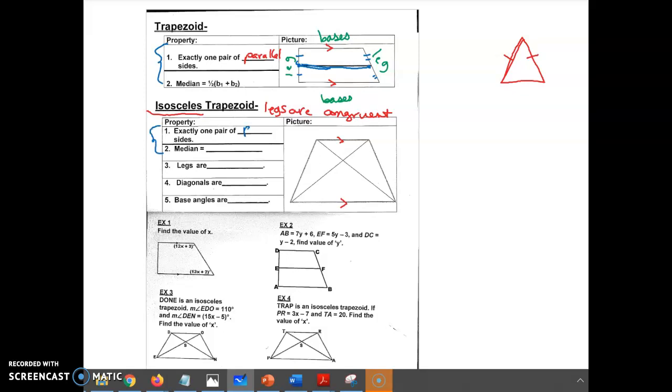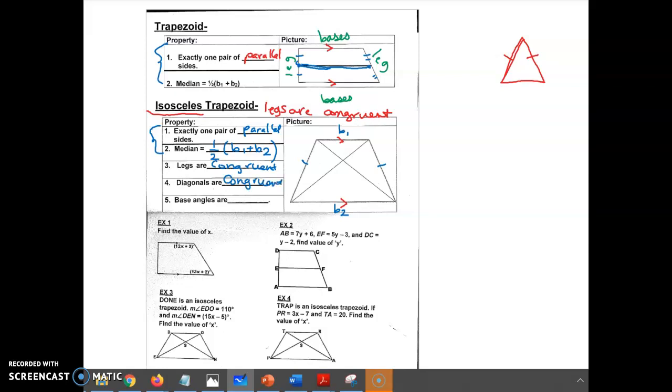So exactly one pair of parallel sides, and the median is 1/2 base 1 plus base 2. This would be my base 1, that would be my base 2. Now, the trick to isosceles is the legs are congruent. And just by looking at this picture, we can see here that the diagonals are congruent too.